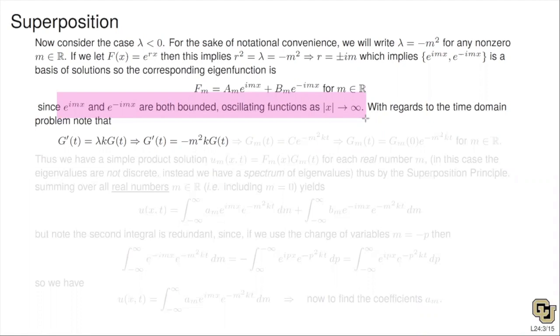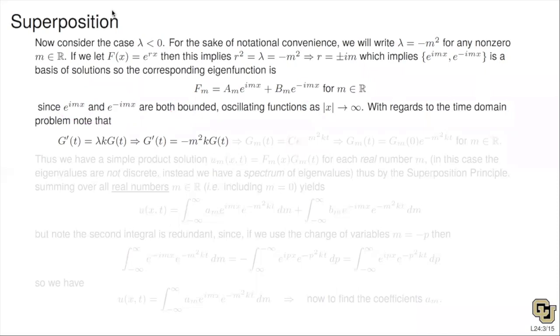E to the imx, you should really think of that as cosine mx plus i sine mx. And e to the minus imx, you should think of that as cosine mx minus i sine mx. These are bounded oscillating functions, and so there's no issue here. They satisfy the boundary condition. They satisfy the ODE using superposition. For the ODE solution, we can form this linear combination as a solution of the X domain problem. So that's the one thing I would keep coming back to, to remind you that e to the imx and e to the minus imx are bounded oscillating functions.